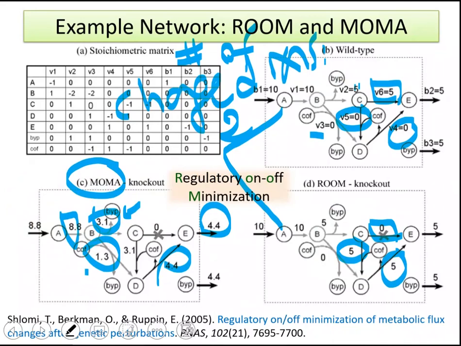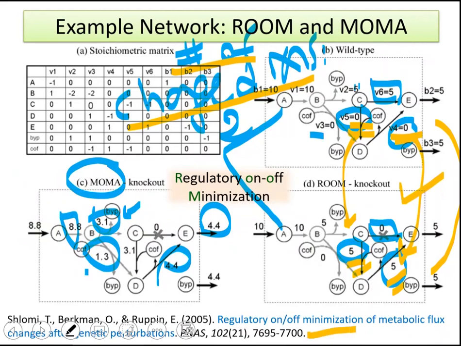Rather, maybe in this case, there is a much more pronounced change in the flux of this reaction. It was 0, it is 5 now. It was inactive, it is active now. Maybe the magnitude of change is high, but still the cell is changing just one enzyme here, one other enzyme here, and all the other enzymes are working as they were working in the wild-type case. So the ROOM approach says that because of this difference in the objective function, to mimic minimum deviation from the wild-type phenotype, ROOM is better, they say. And they have published this in a very good journal, PNAS.